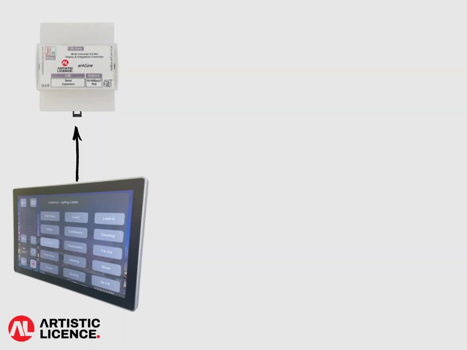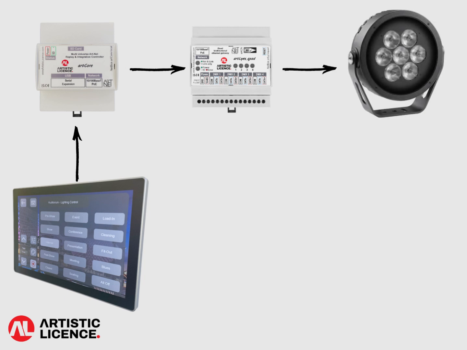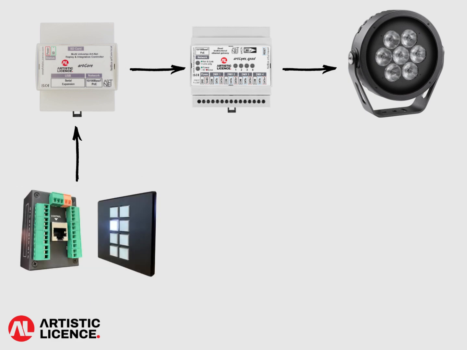We add an artCore to our system. It sits on the same Ethernet network as our touchscreen and ArtNet gateway, taking control and providing oversight of all our lighting control requirements. Adding an artCore increases our universe count to 8, enabling over 4,000 channels to be controlled. This allows lighting in 8 zones to be set, recalled and edited.